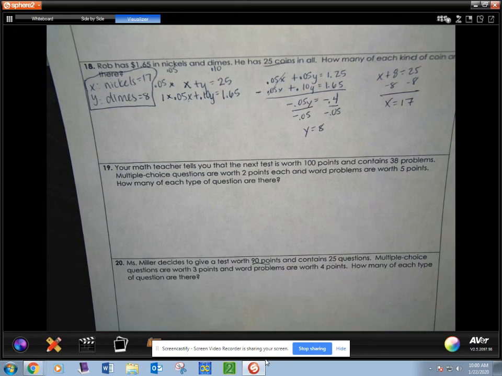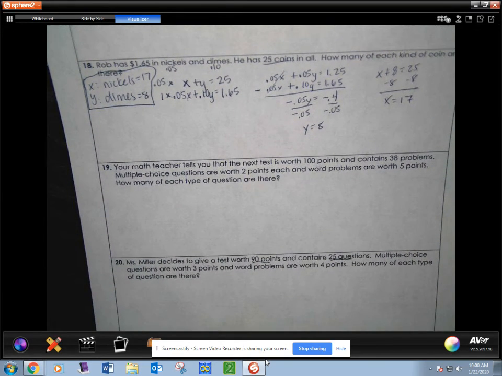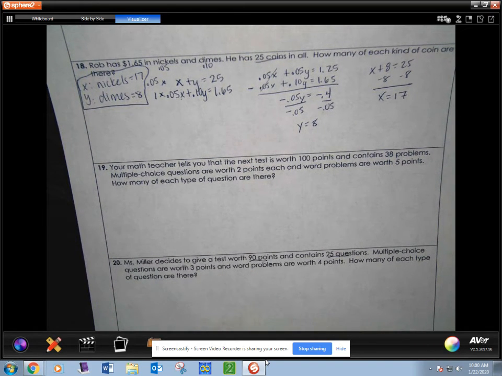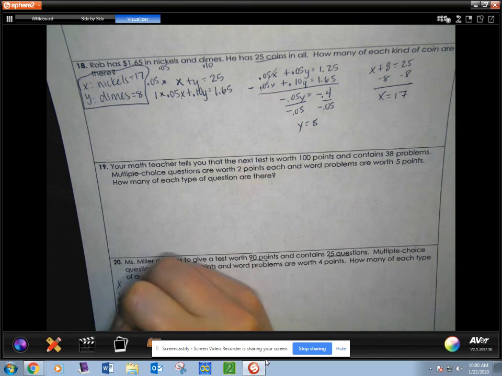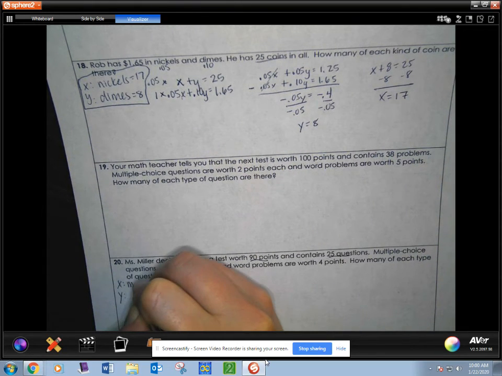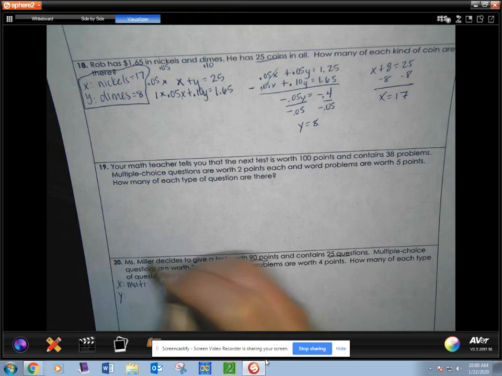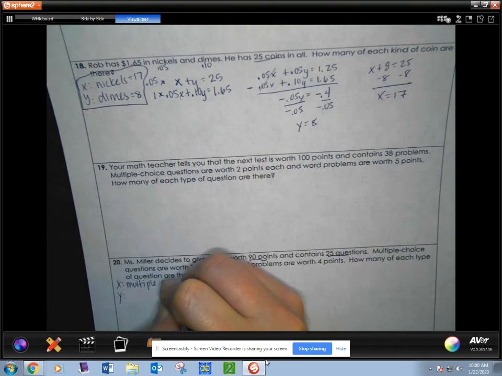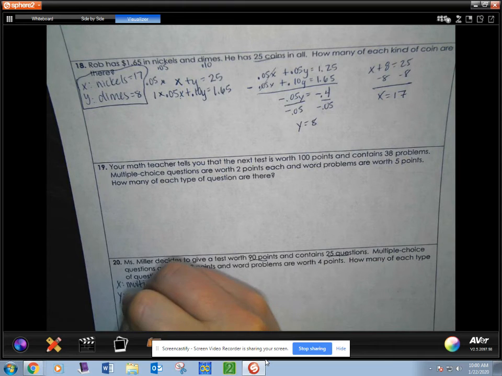Miss Miller decides to give a test worth 90 points, and it contains 25 questions. Multiple choice questions are worth 3 points, and word problems are worth 4 points. How many of each type of question are there? Okay, we're talking about two types of problems. We're talking about multiple choice and we're talking about word problems.